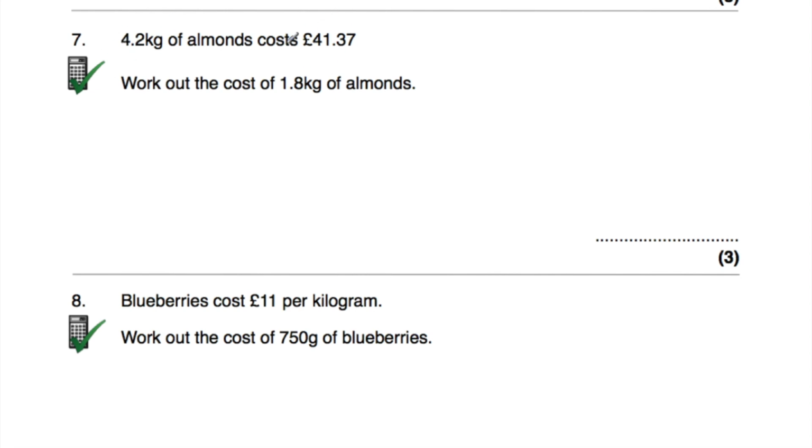And if we divide £41.37 by 4.2, we'll find the cost per kilogram of the almonds. So £41.37 divided by 4.2, that would tell us the cost per kilogram of the almonds. So £41.37 divided by 4.2 is equal to £9.85. So that means it's £9.85 per kilogram of almonds, so per kg.